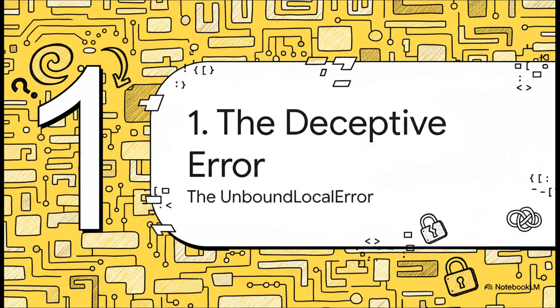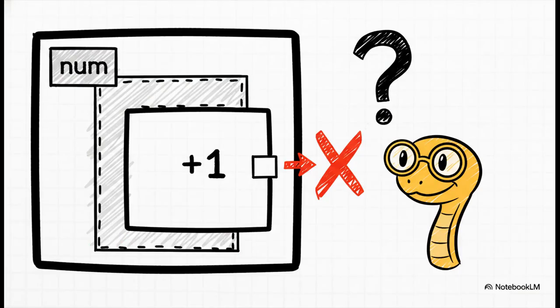Okay, first up, the deceptive error. Let's really dive into this thing. It's one of those errors that gets everybody, beginners, pros, you name it, because honestly, it just seems to defy logic when you first see it. So here it is. The interpreter complains that the local variable num was referenced before it was assigned. But wait a second, you and I can both see it. num equals 0 is sitting right there in the outer function. So why on earth is Python telling us it can't find num inside the incrementer? What is actually going on here?